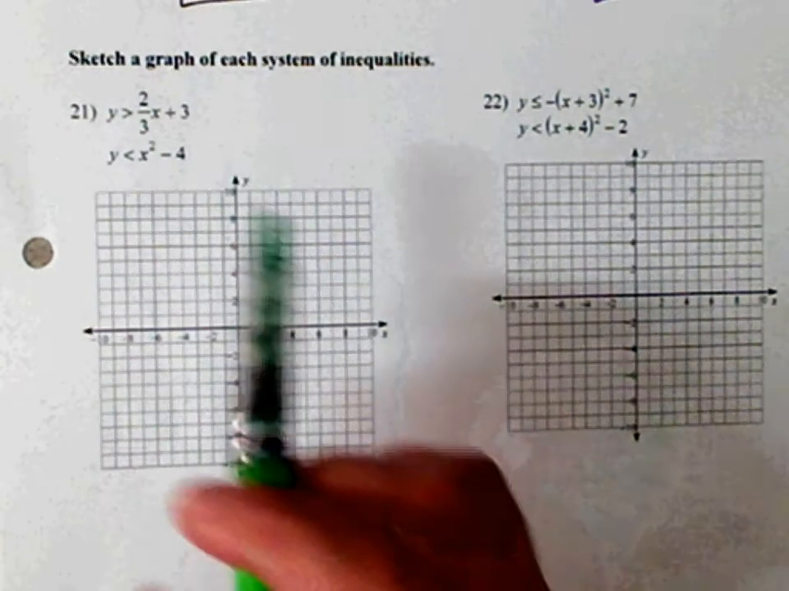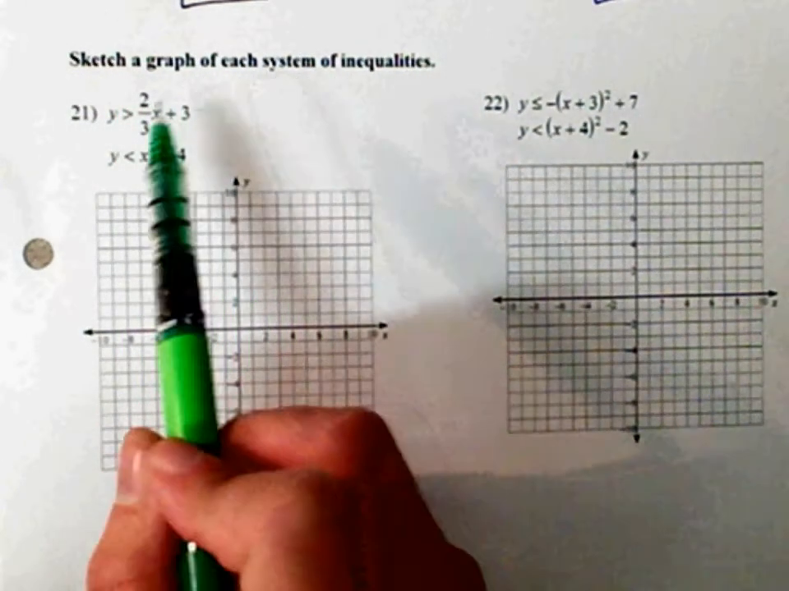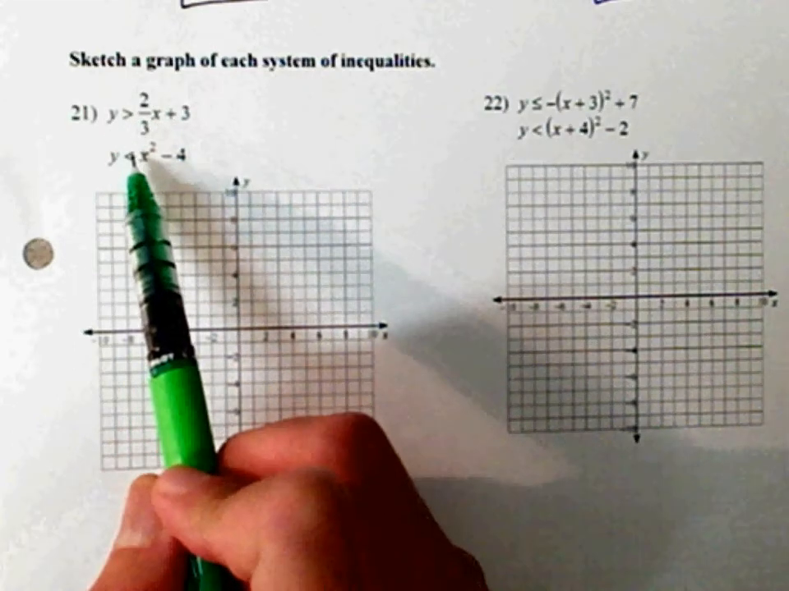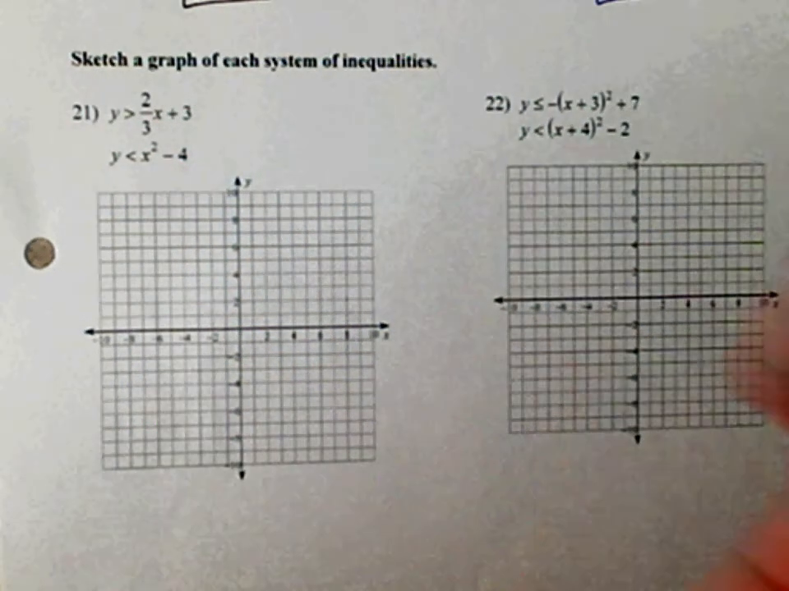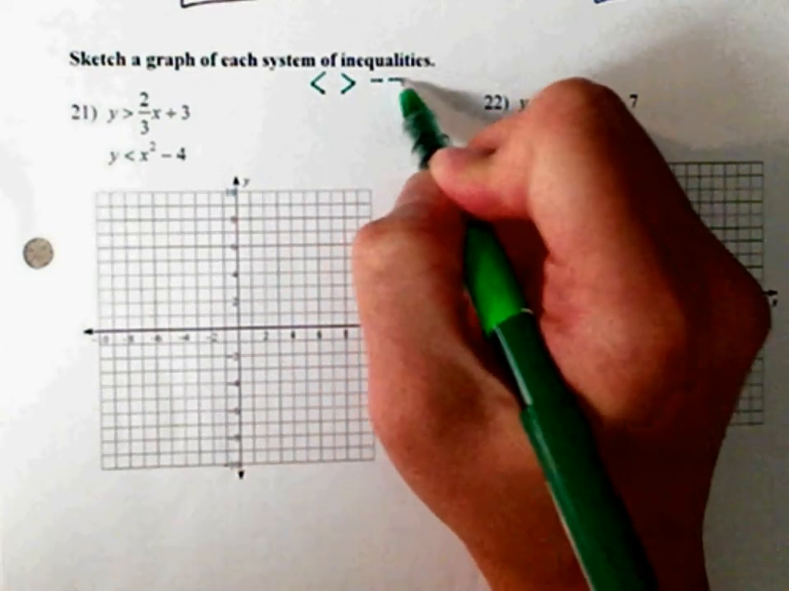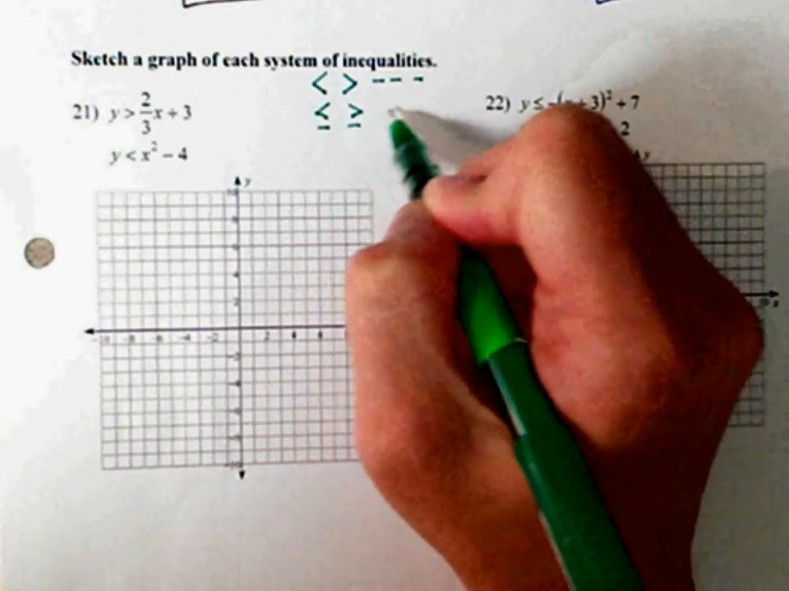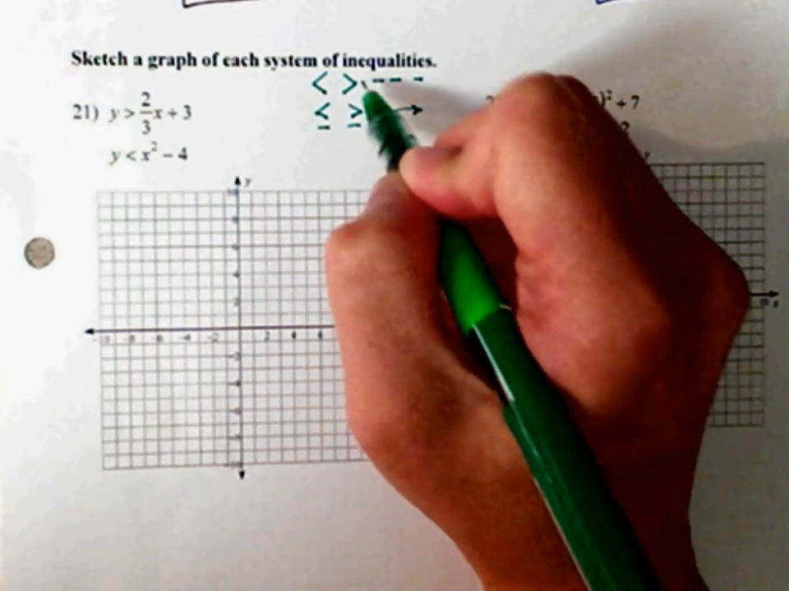Number 21, you are to sketch a graph of each system of inequalities. Inequalities means you're going to have a greater than or a less than sign. Just a little reminder, if it's less than or greater than, you will have dashes. If it's less than or equal to, greater than or equal to, your lines will be solid.